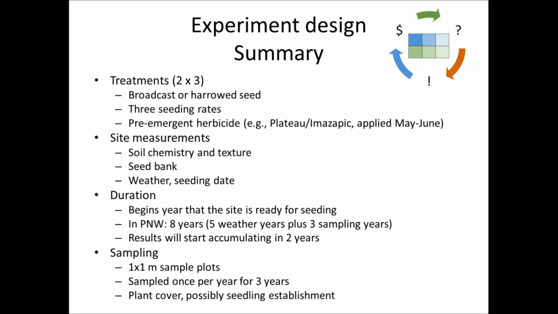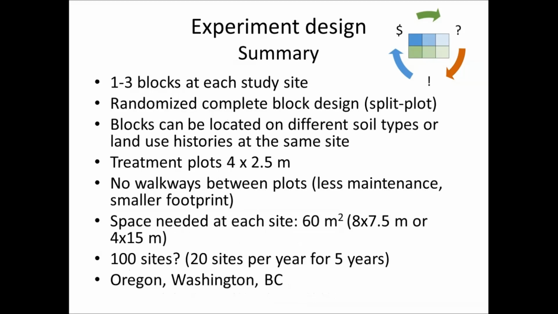In terms of sampling, we'll use 1 by 1 meter sample plots. These will be sampled once per year for 3 years. And then we will measure plant cover and possibly seedling establishment if we can work out an efficient sampling scheme for that. Additional points, we expect there to be 1 to 3 blocks at each study site. That could be actually more than that. We're open to whatever folks want to do.